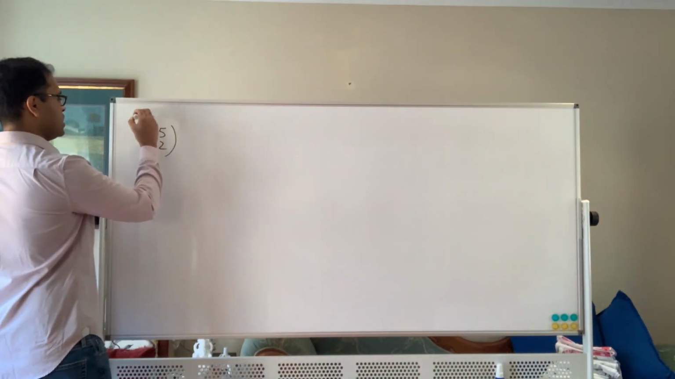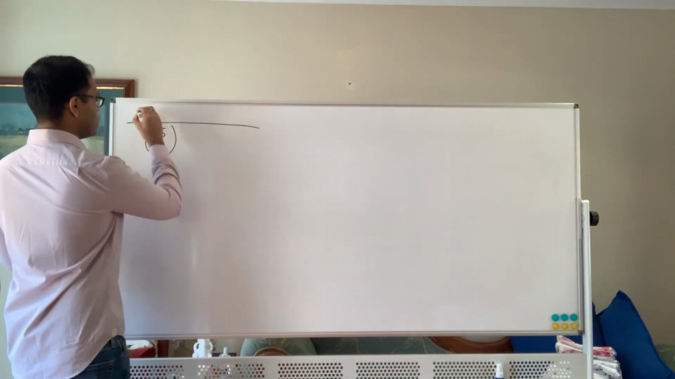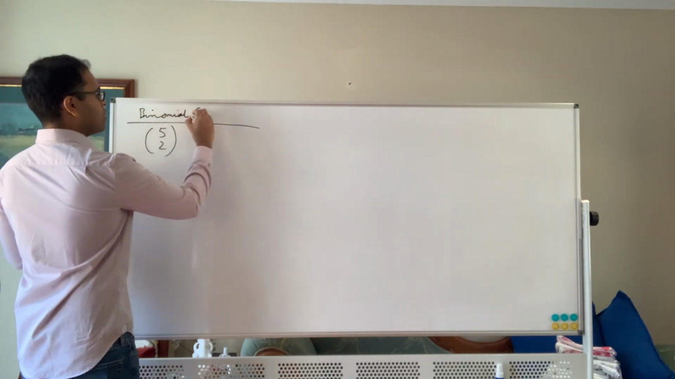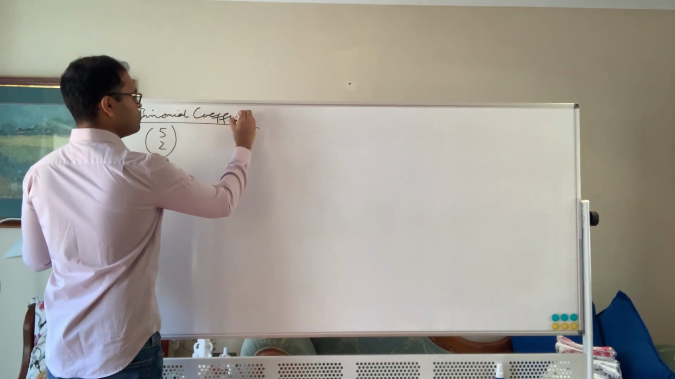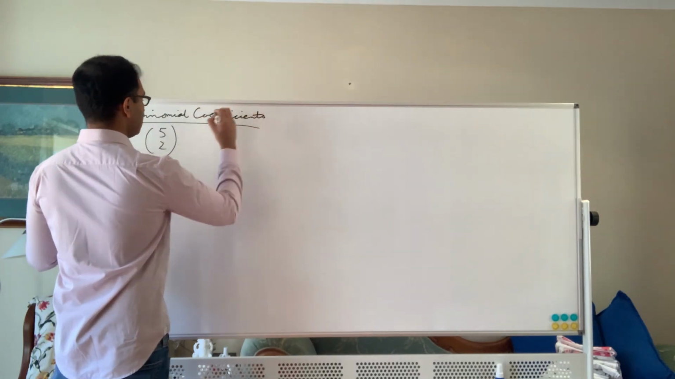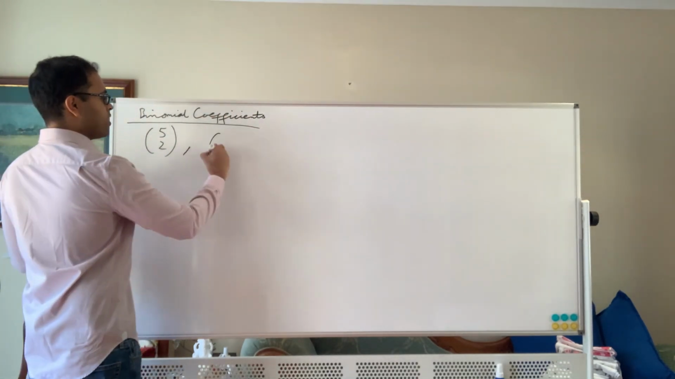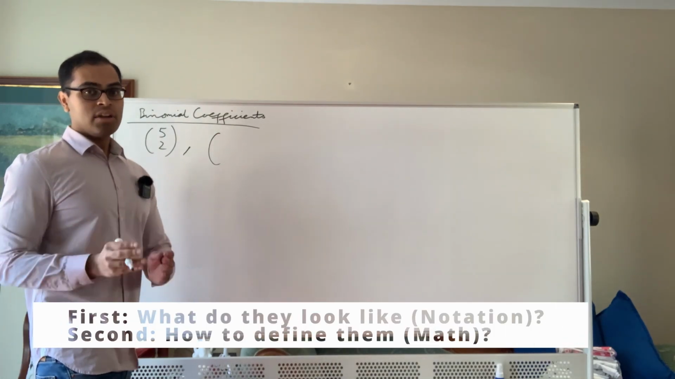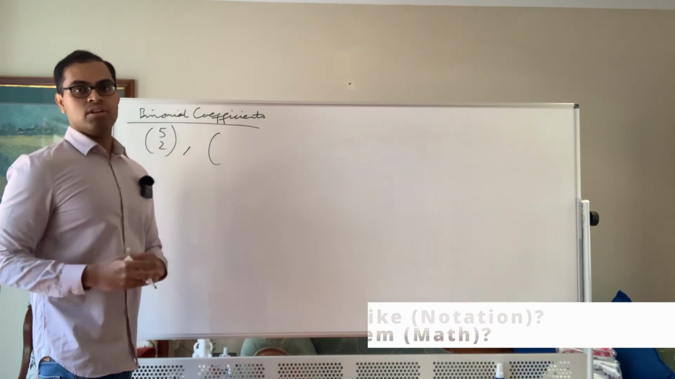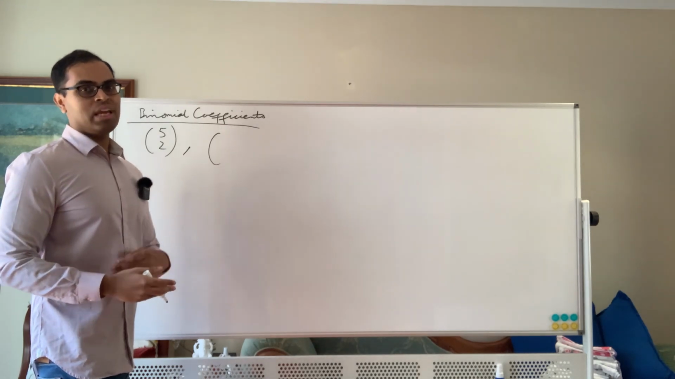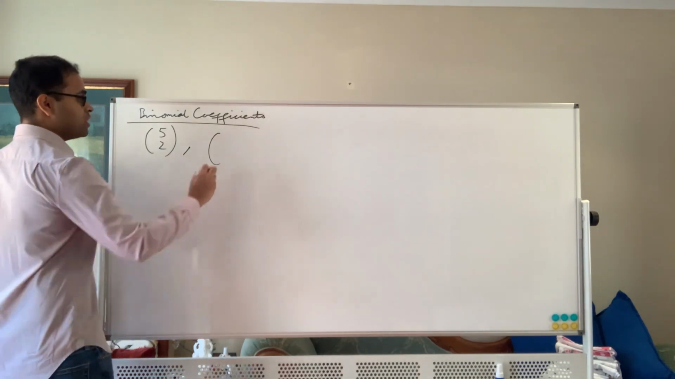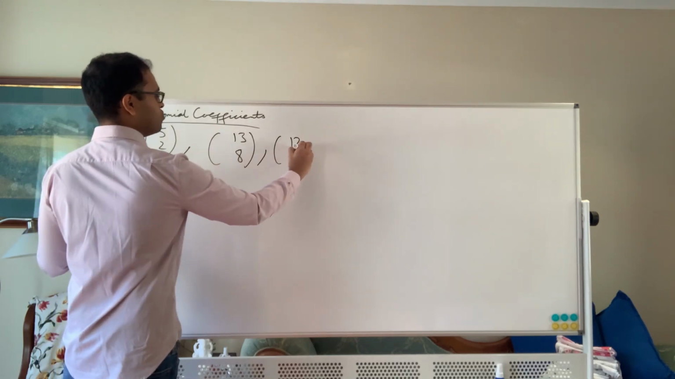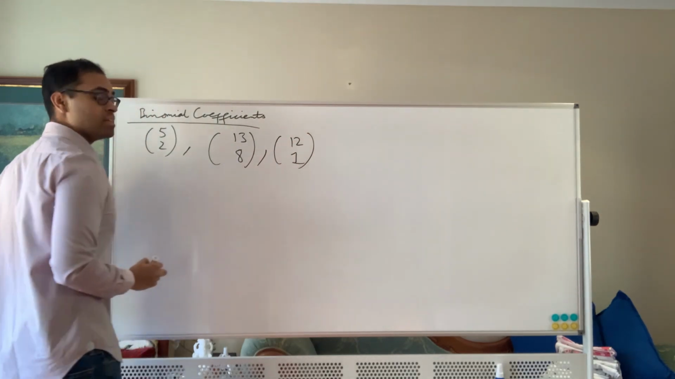Okay, so the topic is going to be called binomial coefficients. Binomial coefficients are basically terms like this. You could have 5, 2, you could have any number on the top and any number on the bottom. Generally the number on the bottom should be less than or equal to the number on the top and should be a non-negative integer. So for example, something like 13, 8 or 12, 1 or anything like this.